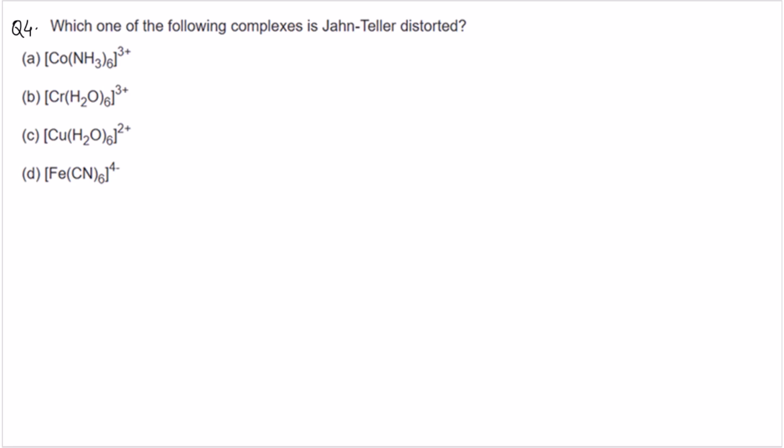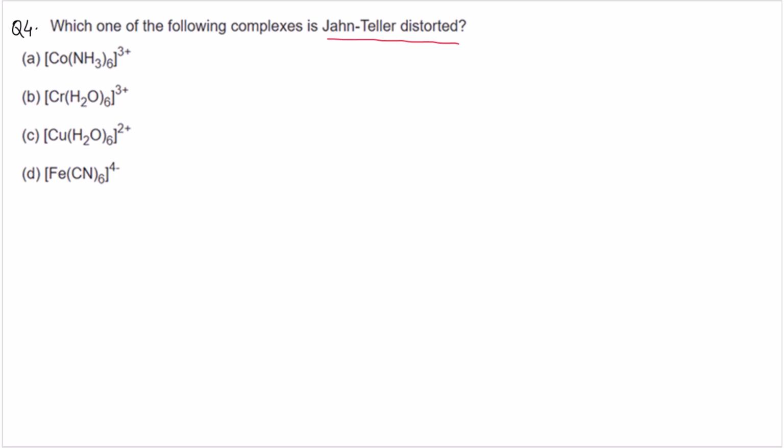Hello everyone. So here we have another similar type of question which says: which one of the following complexes is Jahn-Teller distorted. In my previous videos I have solved a few questions of this type, and to solve these questions please go and revise Jahn-Teller distortion, the theoretical part, how this occurs and what the conditions are. Basically you have to keep in mind that for any complex to be Jahn-Teller distorted, we have to check out the distribution of d electrons in the t2g and eg orbitals.